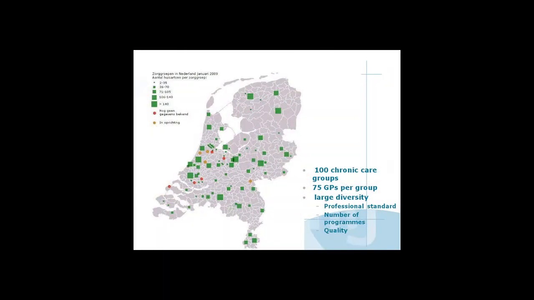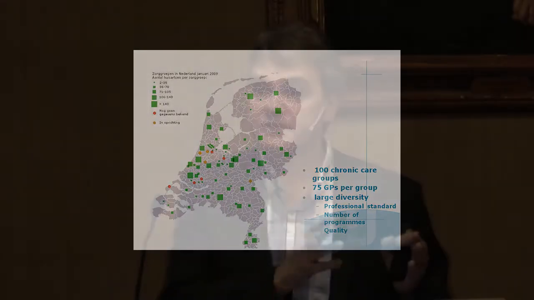If you look at these chronic care groups, you have about 100 now. These chronic care groups have on average about 75 GPs per group. You see the distribution over the Netherlands in this diagram, and there are big groups, and you have very small groups. You have even a chronic care group of only 3 doctors. So it can sometimes become very small in the remote areas, but normally there are about 75 GPs in each region. There's a large diversity.